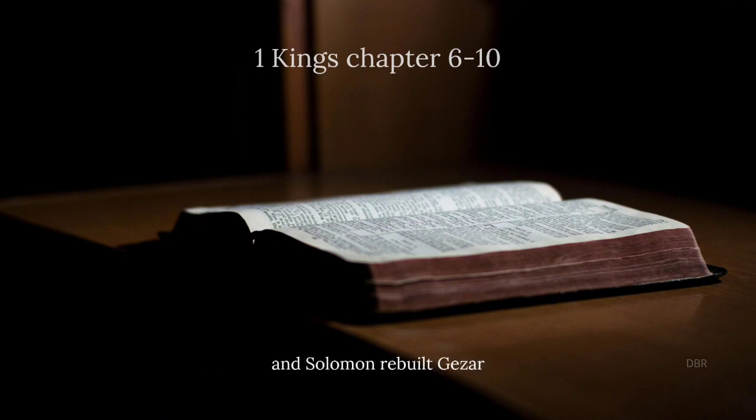And Solomon rebuilt Gezer. He built up Lower Beth Horon, Baalath, and Tadmor in the desert, within his land, as well as all his store cities and the towns for his chariots and for his horses, whatever he desired to build in Jerusalem, in Lebanon and throughout all the territory he ruled.